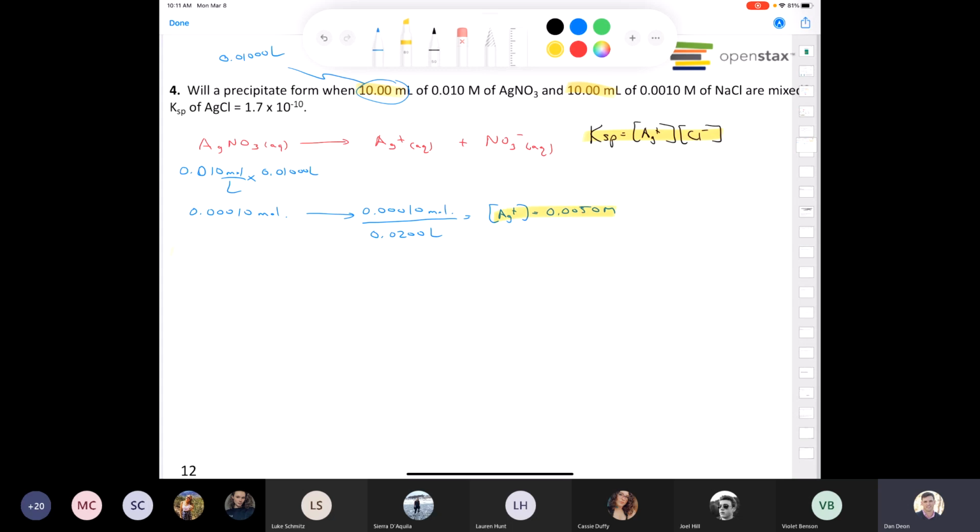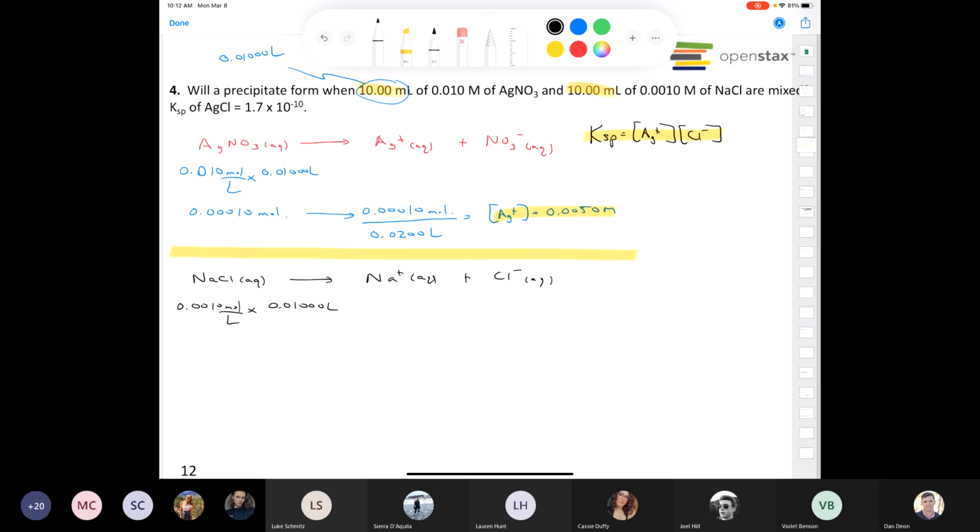Now we're going to do the same thing for the concentration of our chloride. So we have our sodium chloride. Again, I don't want to write out a whole ICE table. I'm assuming that my students get it by now. I form sodium ions and chloride ions. Initially I'm starting with 0.0010 moles per liter multiplied by my volume, which was 10 milliliters, or 0.01 liters, and I get the number of moles, and that means I'm going to form the same number of moles of chloride. Again, I could have done this using scientific notation, but whatever.